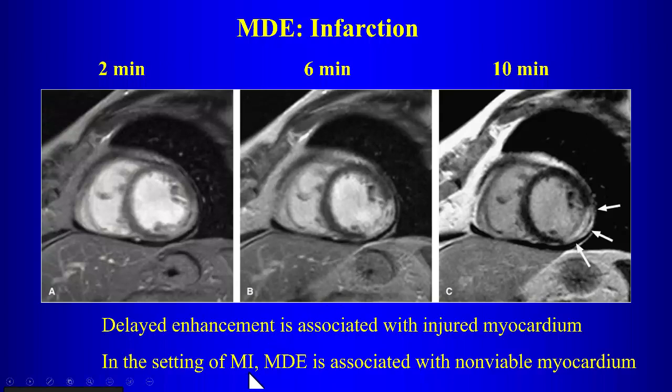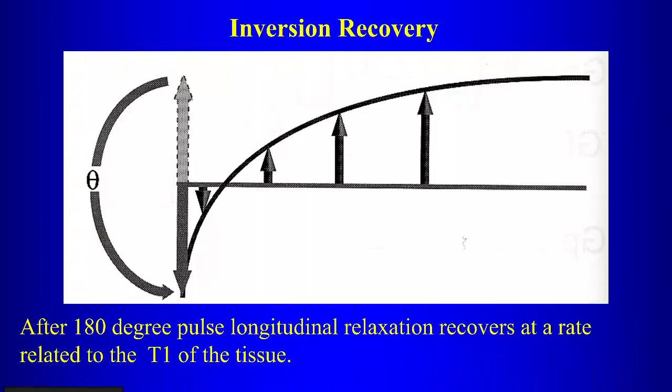So in the setting of a myocardial infarction, myocardial delayed enhancement is associated with non-viable myocardium, usually indicates dead myocardium. But in addition to myocardial infarction, there are other things. Any cause of myocardial injury might give you myocardial enhancement, especially inflammatory conditions like myocarditis. And then what we need to do is try to differentiate those from myocardial infarction.